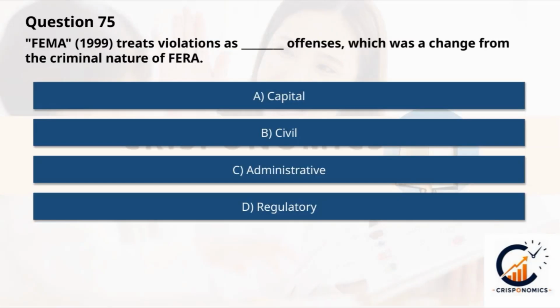Here, we're looking at different categories of offenses under FEMA from 1999. The key point is that FEMA shifted the way violations were treated, moving away from criminal charges under the earlier FERA, and instead classifying them as civil offenses. This change had a big impact on enforcement and penalties, making the approach more administrative and less punitive in a criminal sense. It's an important distinction to understand in how regulations evolved.